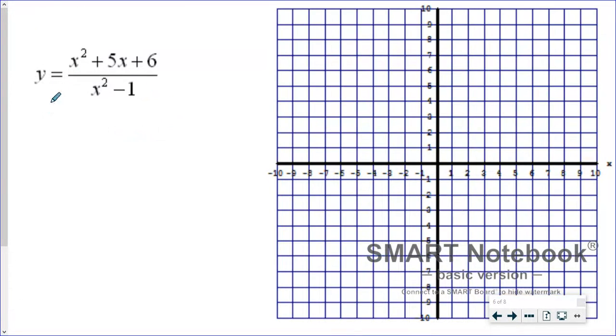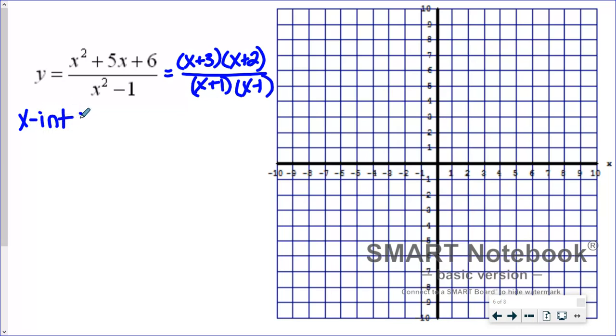All right, now here at the top, we'll want to go ahead and factor this. All right, so this will factor to x plus 3 and x plus 2 over x plus 1, x minus 1. All right, so x-intercepts, we set the top equal to 0 and solve, which means we set each of these factors equal to 0 and solve. So we're going to get x equals -3 and x equals -2. All right, y-intercept, we plugged 0 in for all of my x's, and I end up with 6 over negative 1, which is negative 6.